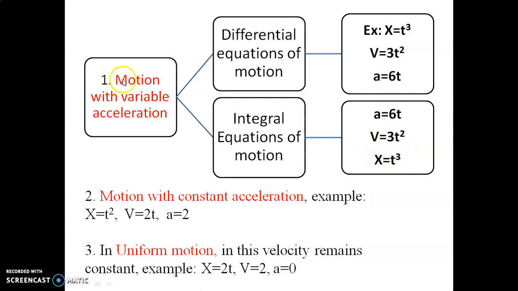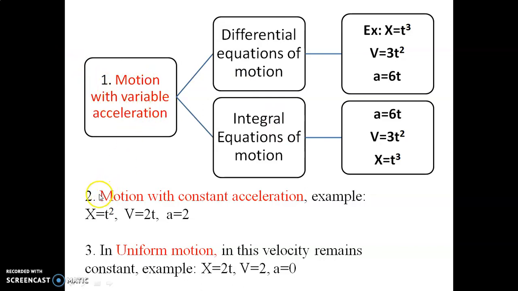That is the motion with variable acceleration, because in both examples we can observe that if I put different values of time, t equal to 1, t equal to 2, t equal to 3, I get different values of acceleration in both types. That's why under both titles, differential equations of motion and integral equations of motion, whatever questions are asked belong to the first type, that is, motion with variable acceleration.